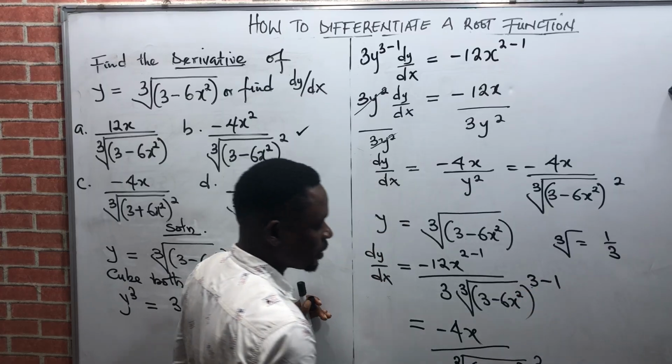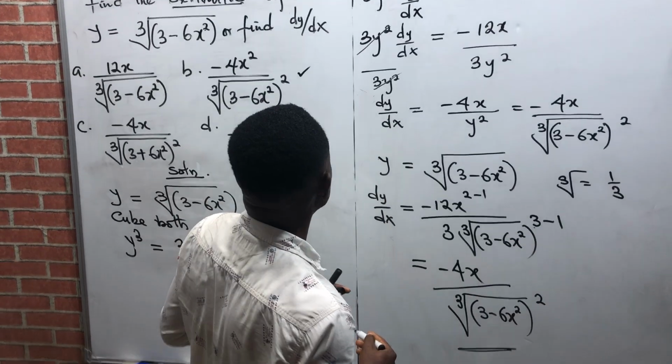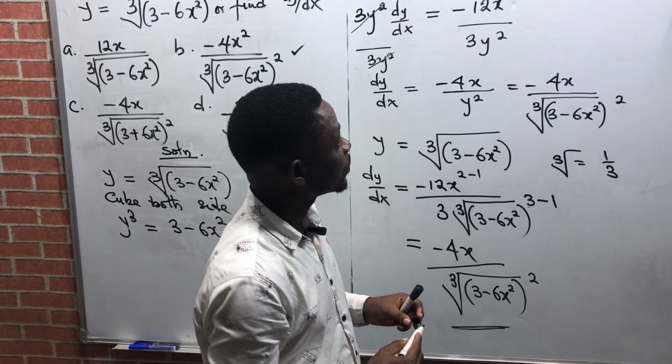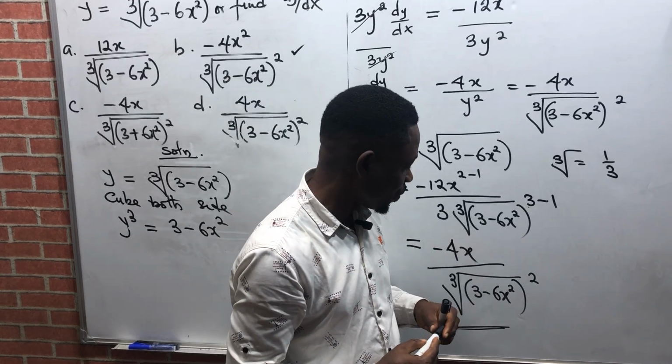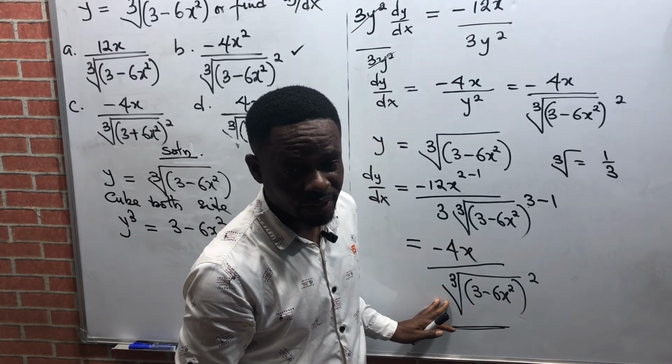So that is the end of differentiation of a root function using the chain rule or tricks in solving it.